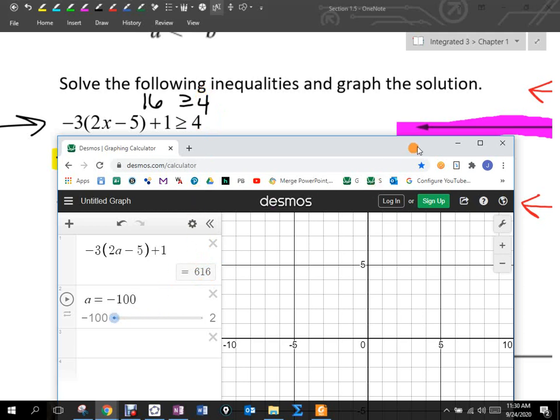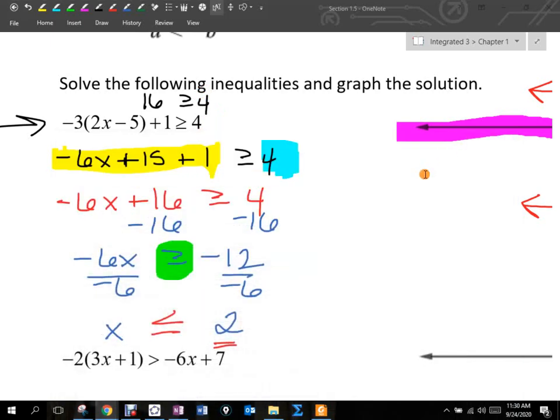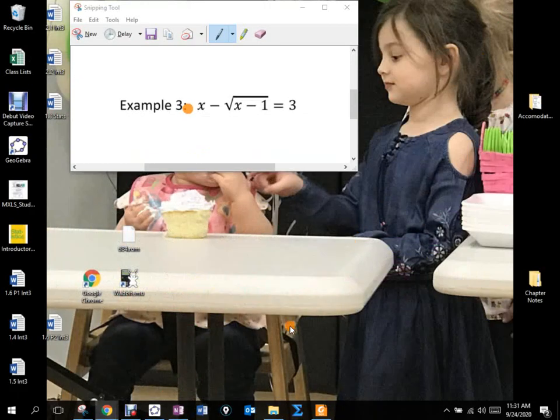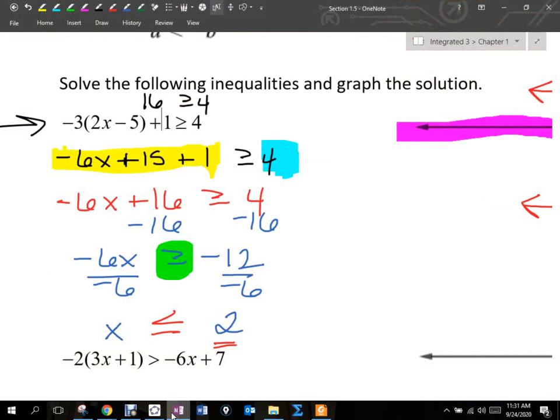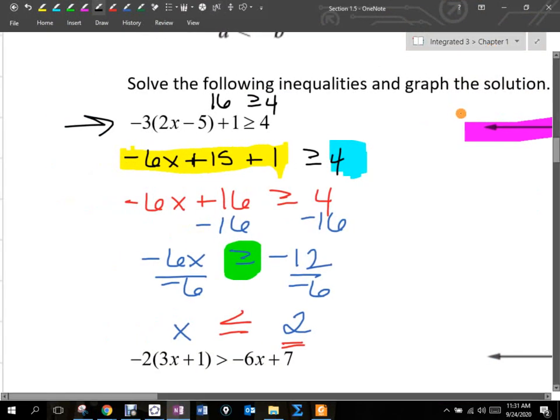If we did not change the inequality symbol when we divided by a negative, let's say I didn't flip this inequality symbol. So I just did the division and got x greater than or equal to 2.